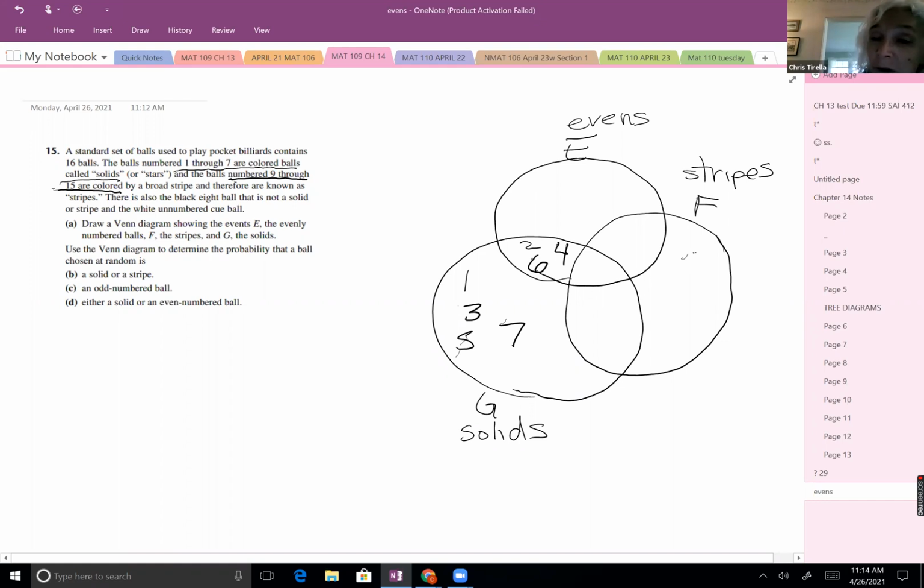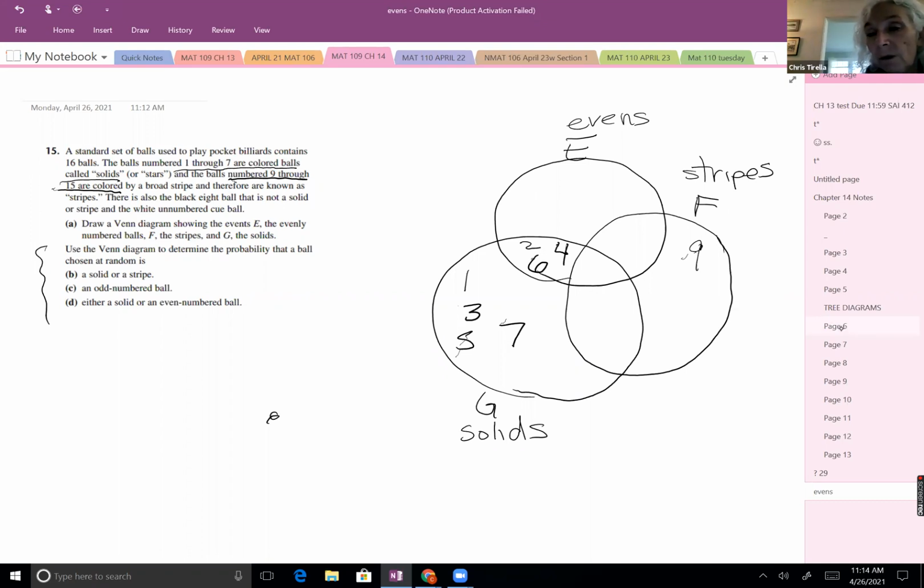And so now, do you have a better idea of filling in the rest of the Venn diagram? Yeah. And then once you do that, you'll be able to count how many are in each category and use that to figure out the probability. Okay. Better? Yeah. Thank you. You're welcome.